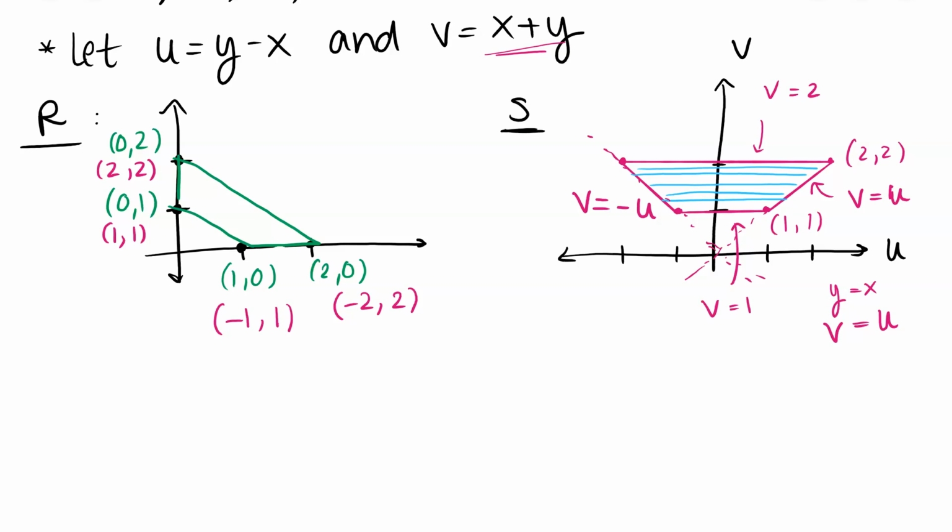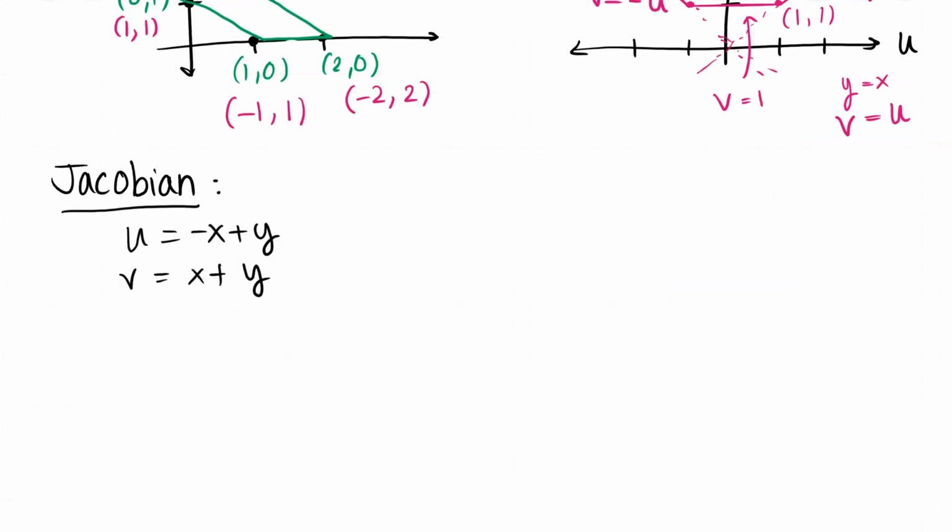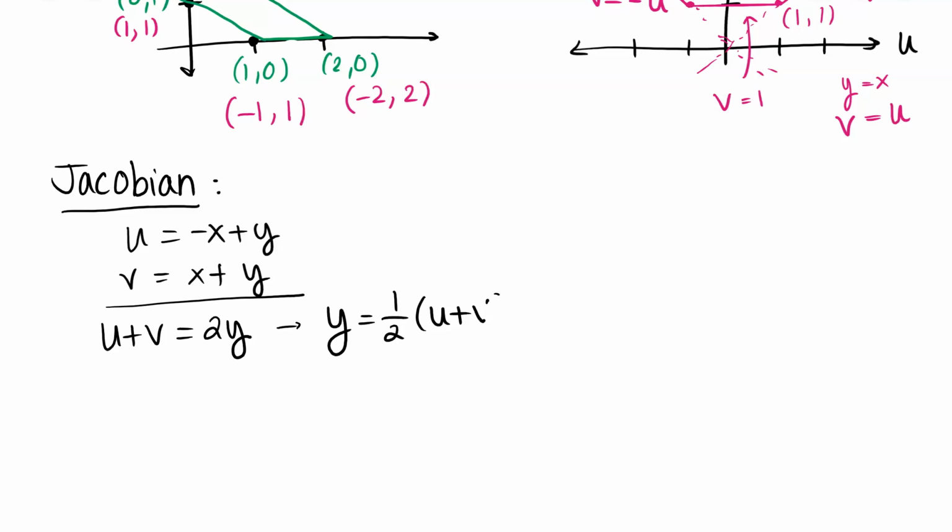The last thing we have to do is find the Jacobian. So when we find the Jacobian, we do need to find x and y in terms of u and v. So look at what I have here. I have u equals negative x plus y, right? And I have v equals x plus y. If I add these two together, notice, what would I get? I would get u plus v equals 2y. So that tells me right away that y is equal to 1/2 of u plus v, okay?